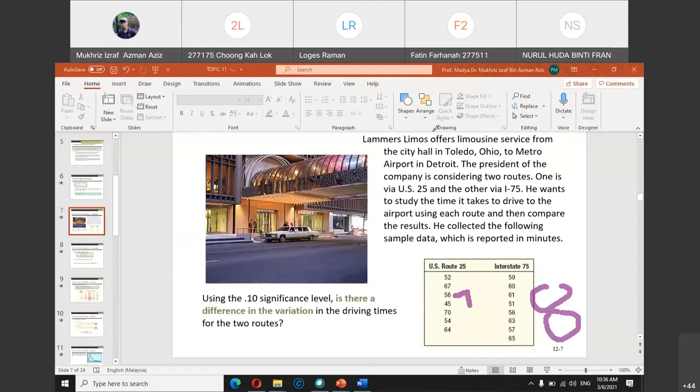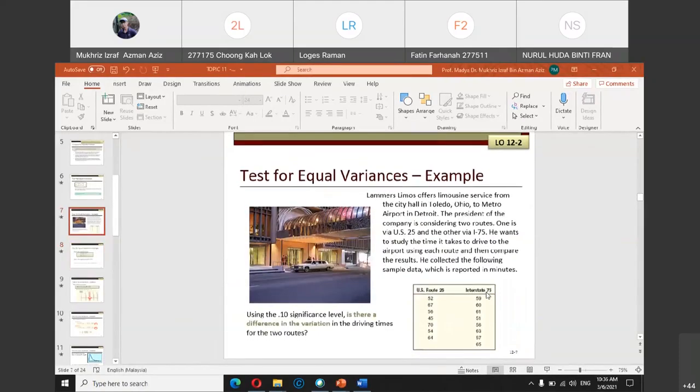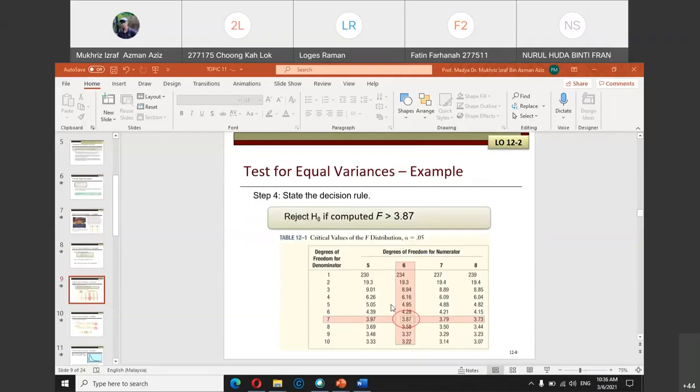So the degrees of freedom for route 25: we assume that 25 will be the first sample, so 1 denotes 25, and number 2 should be referring to interstate 75. There are 7 samples here and 8 samples for 75. So n minus 1: 7 minus 1 is 6, 8 minus 1 is 7. That's how you determine the numerator here.